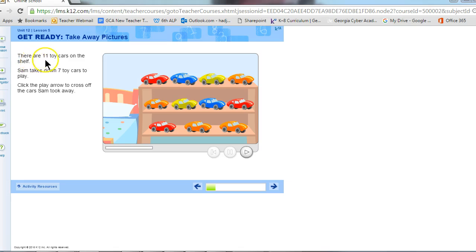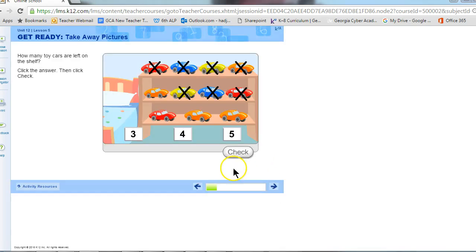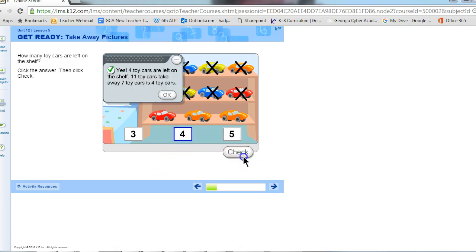This says there are 11 toy cars on the shelf. Sam takes down 7 toy cars to play. Again, we're going to click this arrow and watch it take away 7 cars. Seven went away. We can show that by Xing them out. So how many cars are left on the shelf? If you said 4, you are correct.